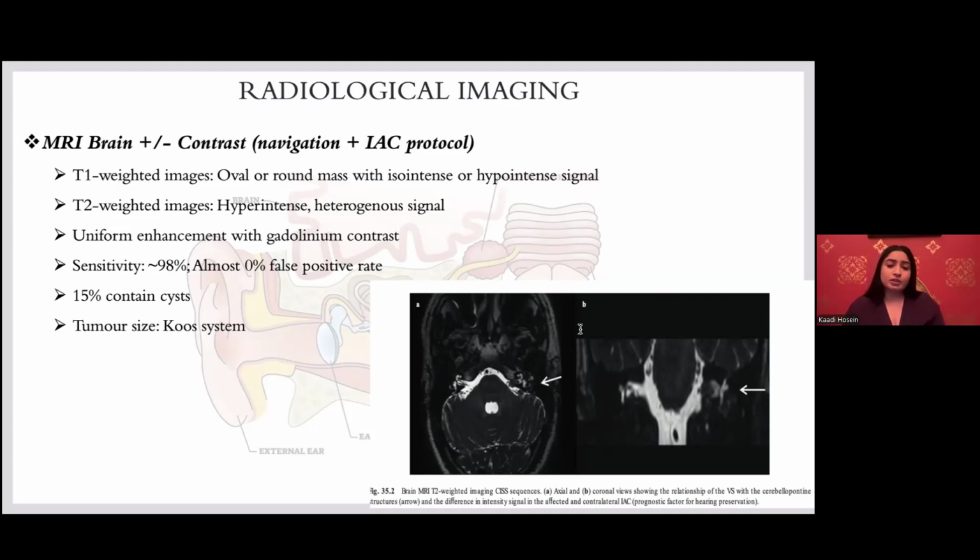Large vestibular schwannomas, that is more than 3 centimeters in diameter, may show cystic appearing areas on MRI or CT, and in actuality, these areas are usually solid. About 15% can contain cysts, or adjacent trapped CSF cisterns may also give a cystic appearance. The tumor is graded using the Koos system, which is shown in the subsequent slide here.